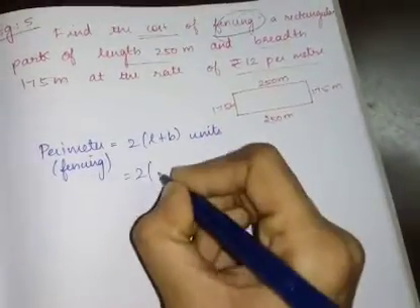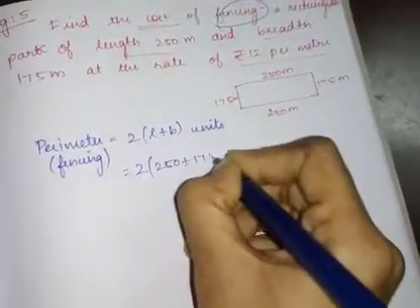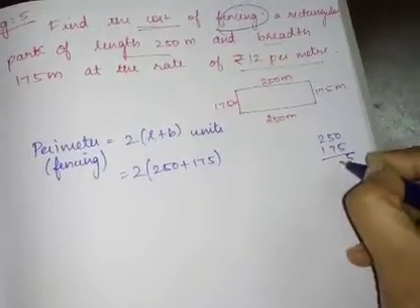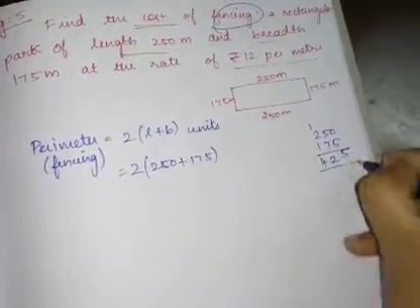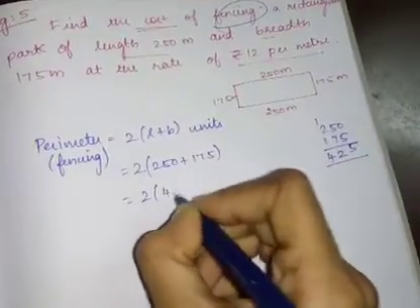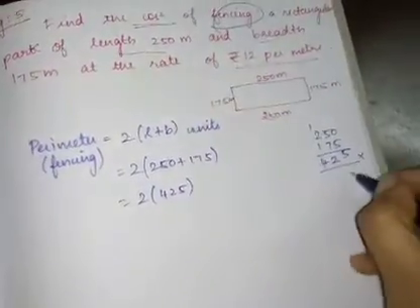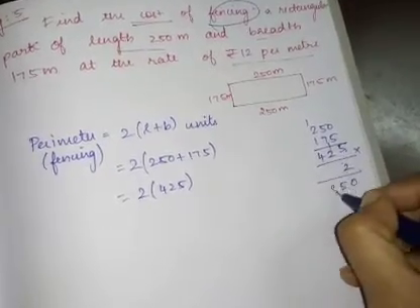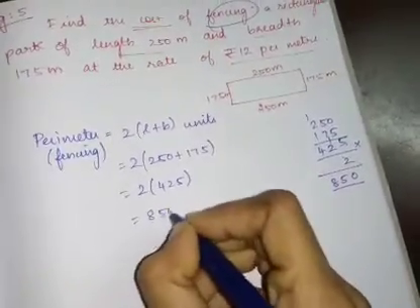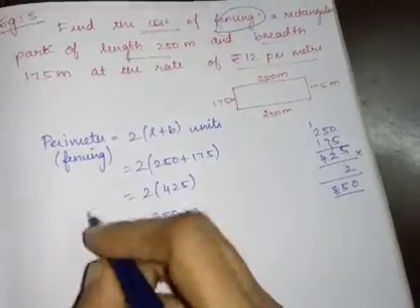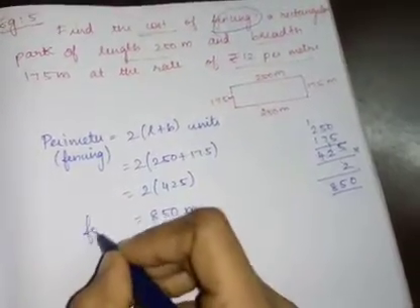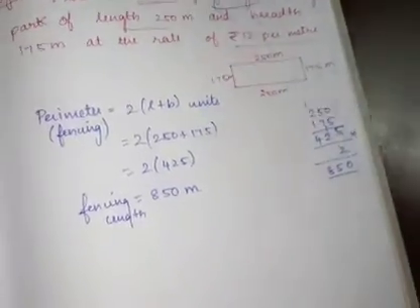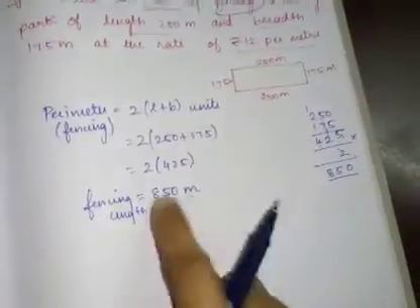Now 2 into (L plus B) is 2 into (250 plus 175). 250 plus 175 is 425. So 2 into 425: 2 fives are 10, 2 twos are 4, 2 fours are 8. So 850 meter is the fencing length. Fencing length is nothing but 850 meter. This is the length that they are fencing.